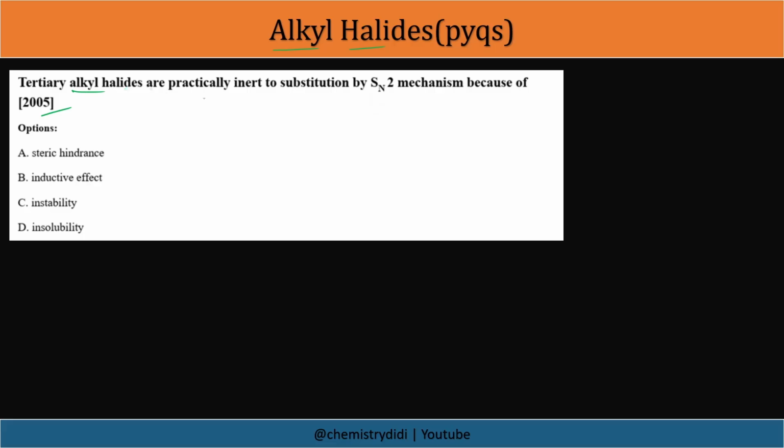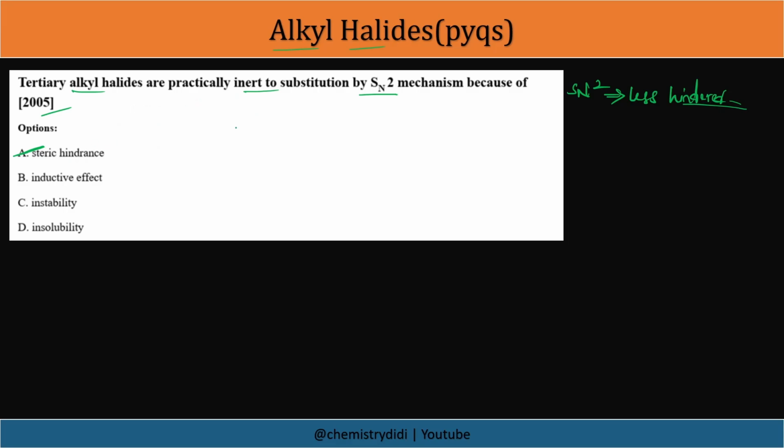Tertiary alkyl halides are practically inert to the substitution by SN2 mechanism. Why? I have already told you, right? SN2 prefers a less hindered environment because the nucleophilic attack will be easy. That's why steric crowding and steric hindrance is the answer.